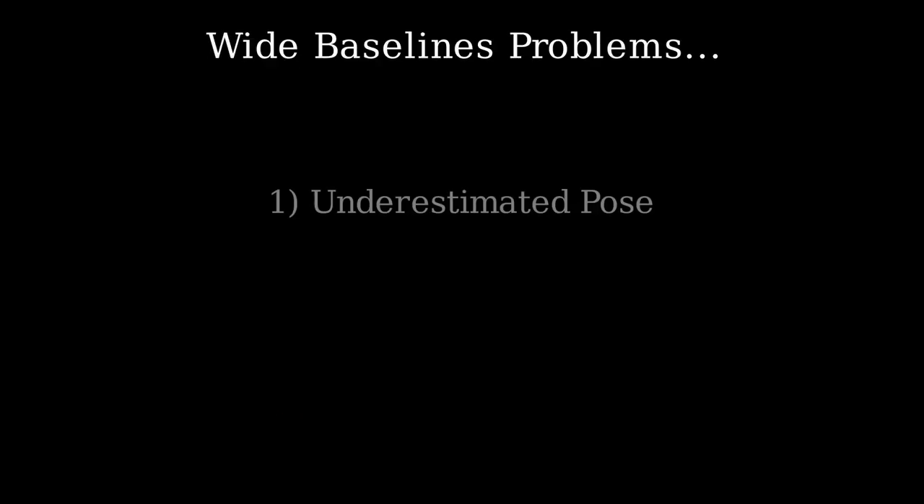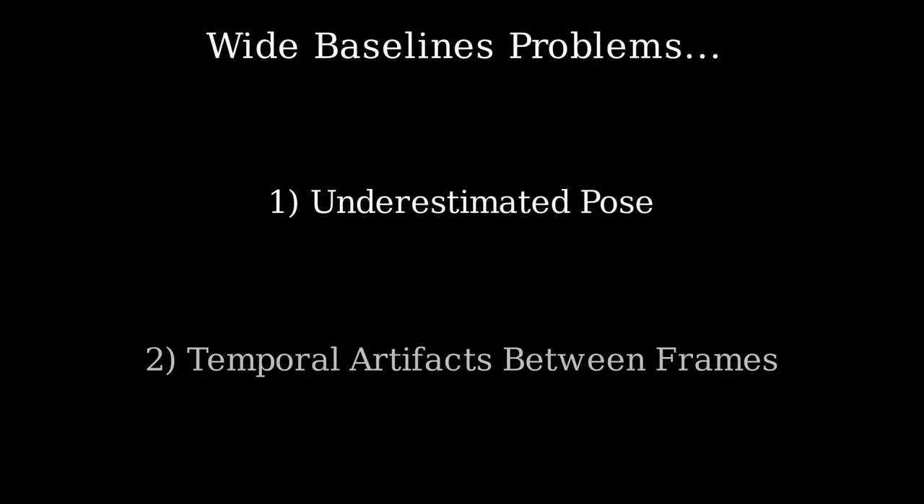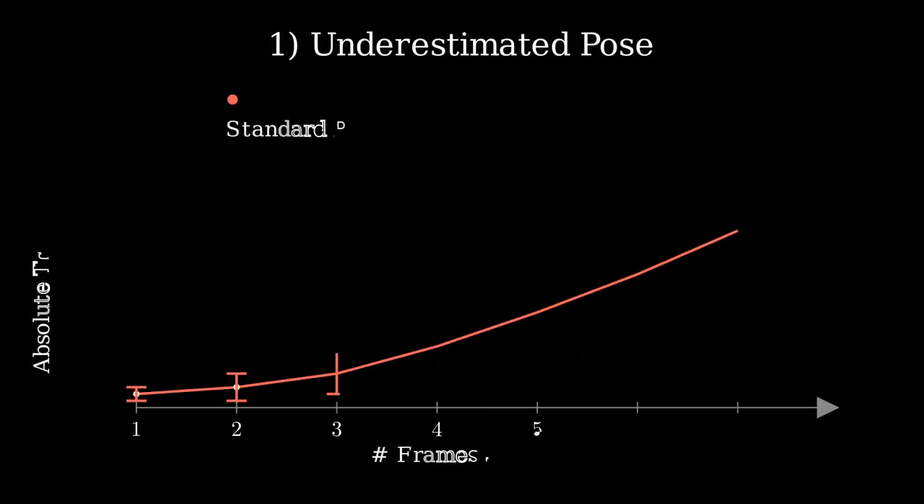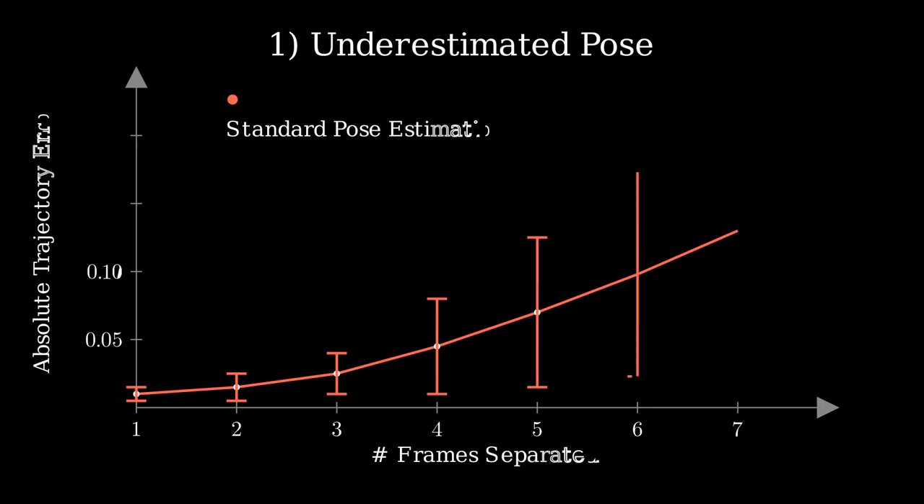Using wider monocular baselines leads to 2 major problems: underestimated pose and temporal artifacts between frames. Let's address the underestimated pose. The graph shows that as we increase the source frame separation, the error in estimating the pose between the target image and the source image increases substantially.